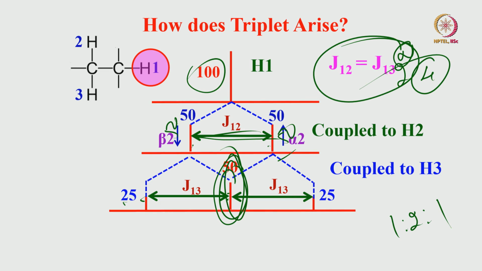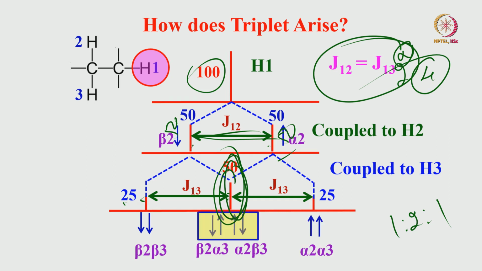This is a simple way of understanding, but quantum mechanically, the reason is that this is an alpha alpha state, this is beta alpha, alpha beta, and this is beta beta, and these two are identical states, indistinguishable. That is the reason why 2 peaks are overlapped and we get a triplet. Clear now how we got the triplet?